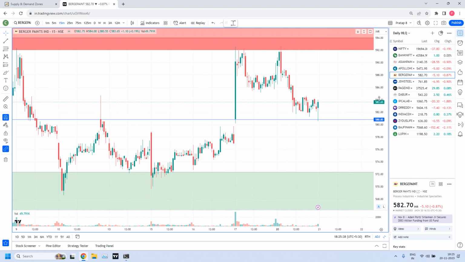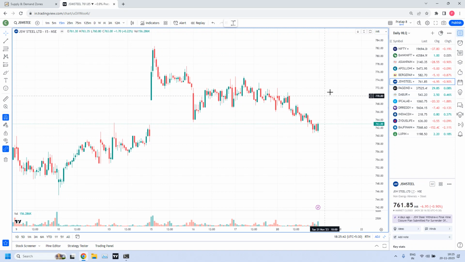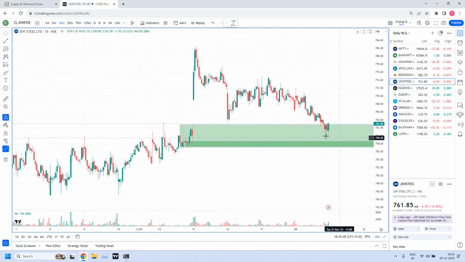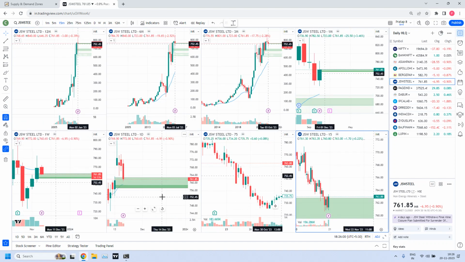And the next one is JSW Steel. We didn't get the entry today. Last minute prices entered into the zone, but still they didn't get into the fine-tuned area. But still I have a lot of doubts about this trade, whether to accept or not. Before that I tell you what kind of trade it is.